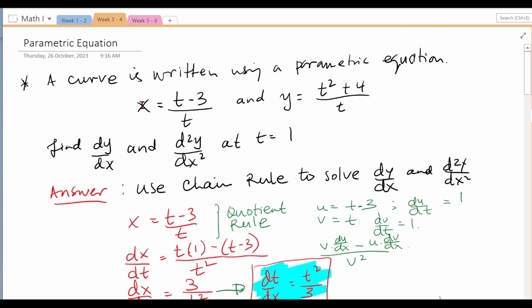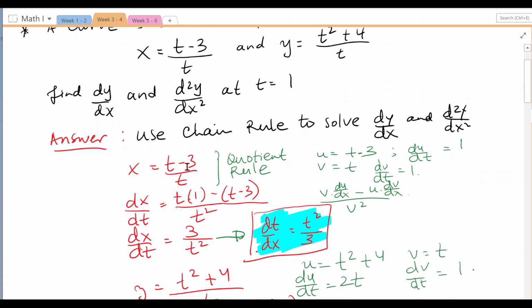As you can see here, x is expressed in terms of t and y is also expressed in terms of t, but the question is to find the derivative of y with respect to x, not with respect to t. So in this case, we will have to use the chain rule to find dy/dx, as well as the second derivative with respect to x, and then calculate the value at t equals 1. So let's see what we have.